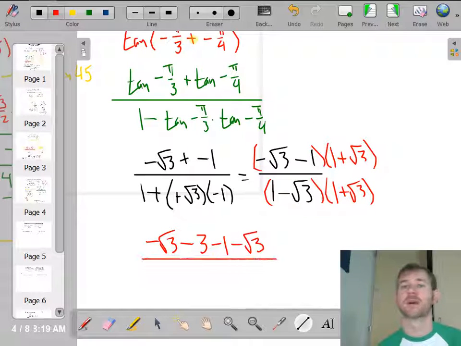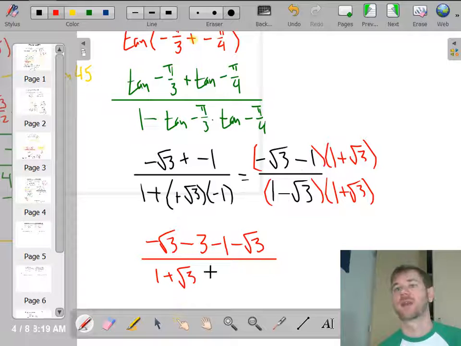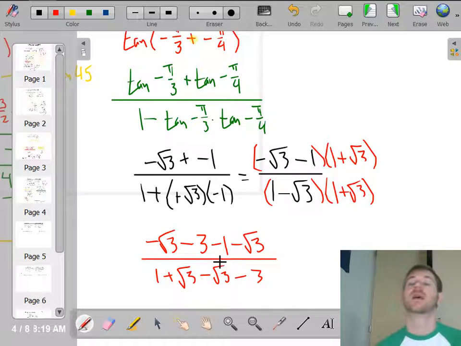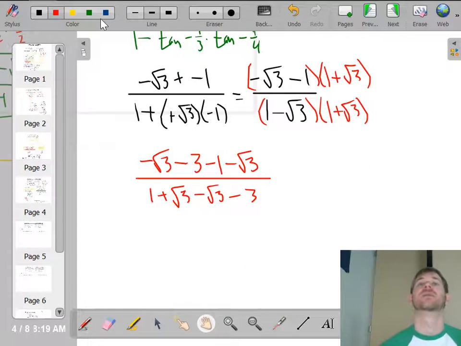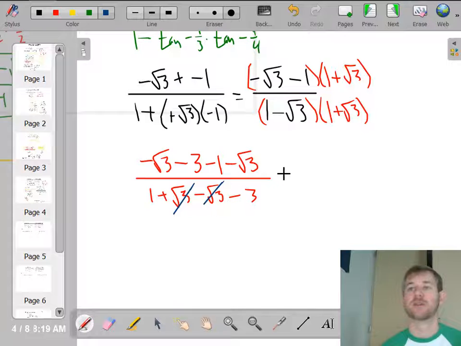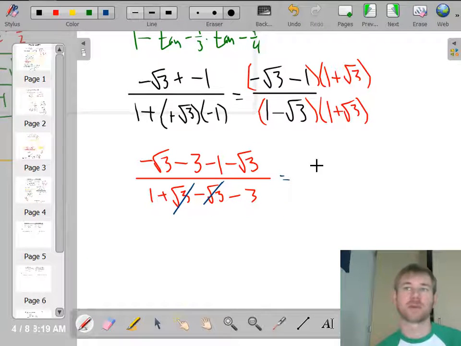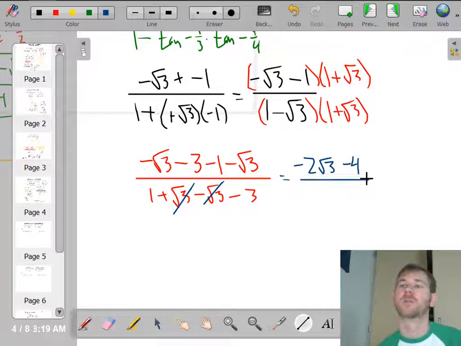Over, in the denominator, 1 times 1 is 1. 1 times radical 3. Negative radical 3 times 1. Oops, radical 3. And negative times a positive is going to be negative 3. The whole reason we use the conjugate is right here. Those cancel out. No more radicals in the denominator. Now I have a radical 3 and another radical 3, so that's 2 radical 3s. They're negative. And negative 3 and negative 1 make negative 4, all over 1 minus 3, which is negative 2.